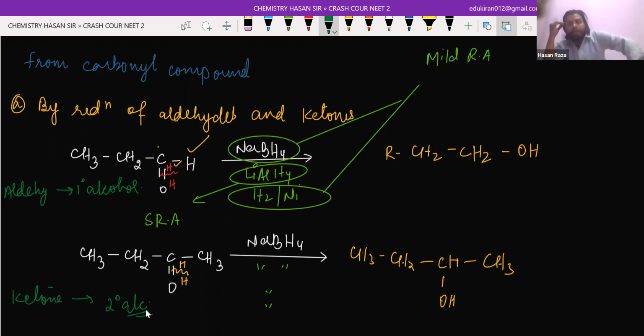That means if you oxidize a 1 degree alcohol, you will get an aldehyde. And if you oxidize a 2 degree alcohol, you will get a ketone. So this oxidation we will be studying in the chemical reactions of alcohol. Please do write it and then let me know.